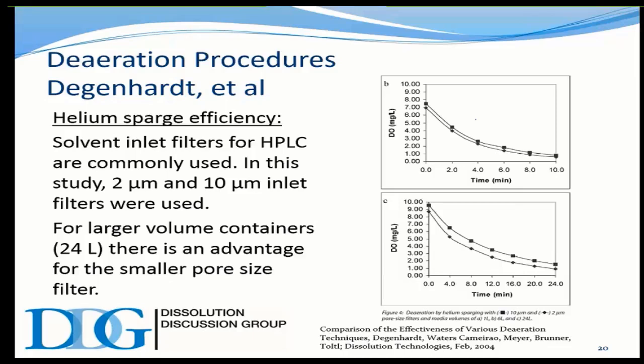So the bottom graph that you see there is based on, I believe, about 24 liters of media. And if you're trying to get down around the 3 part per million range, you can probably see that you'd have to sparge it another 10 minutes or so. You basically double your time if you use a 10-micron inlet filter instead of a 2. So just a point there that was interesting.